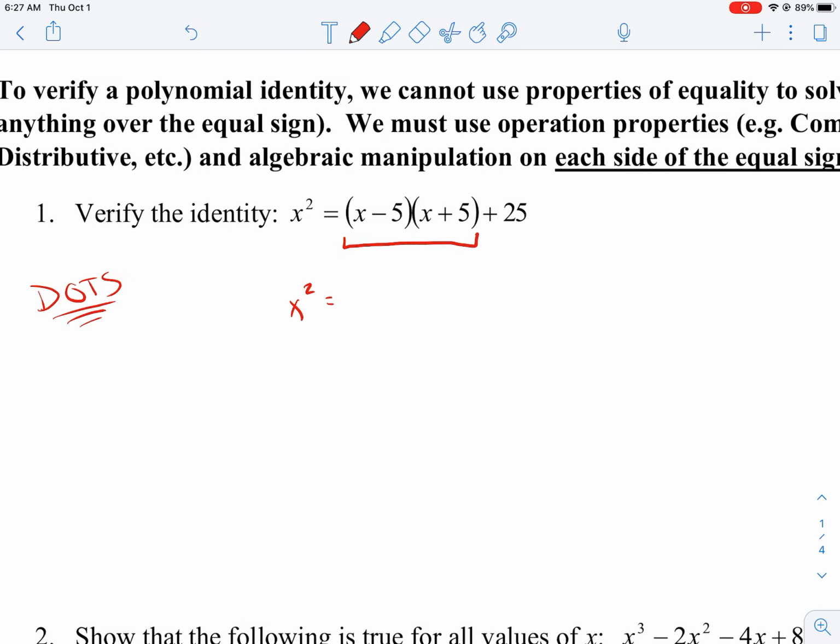So x minus 5 and x plus 5, there's a couple ways you could go about it. We could multiply these pieces out. So you would have x squared plus 5x minus 5x minus 25 plus 25. Or you could just simply recognize that these two things multiplied together is equal to x squared minus 25. However you want to go about it, this still works, doing it this way here.